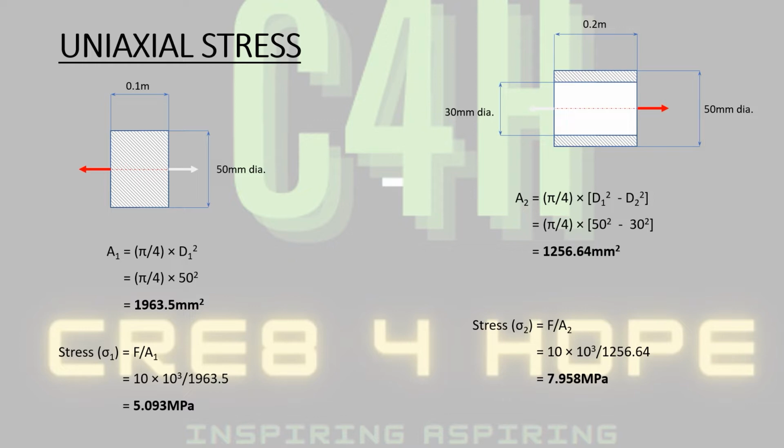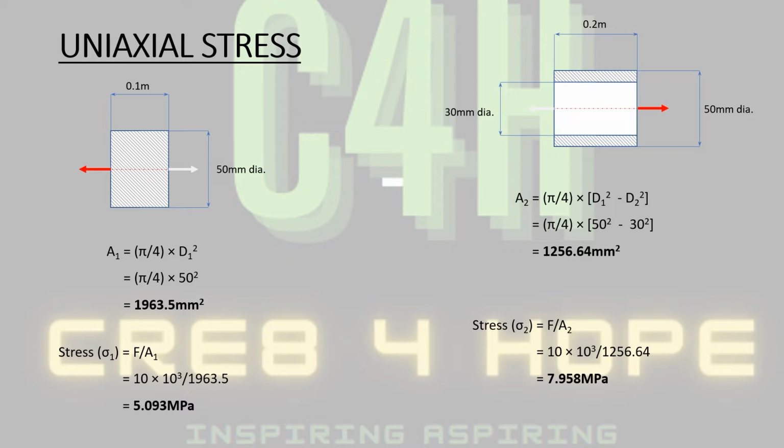So you can use the concept of compatibility to work out the stress for either one of the sections. So since stress is equal to F over A, where F is the applied force and A is the cross-sectional area, then for section 1, sigma 1 will be equal to the applied tensile load divided by its cross-sectional area. So that'll be 10,000 divided by 1963.5, and that gives 5.093 MPa. Okay, and we can round that down to 5.1 or 5.09.